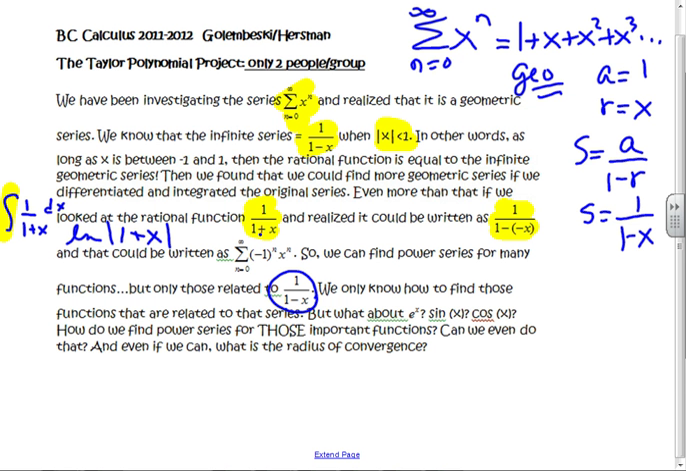What about e to the x? What about the sine function? What about the cosine? How do we find power series for those? Taylor polynomials and power series are one and the same. When they ask you for a power series, they're asking for a Taylor polynomial. They're both the same thing. These are all power series because, why are they power series? Because, what's a series?